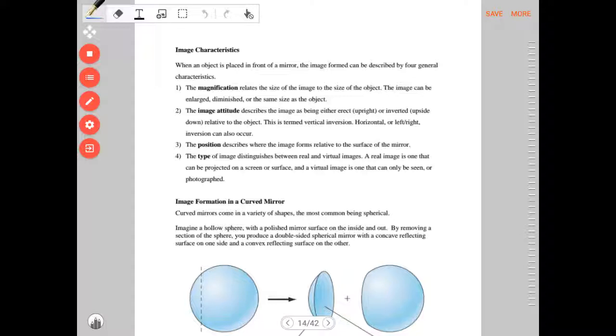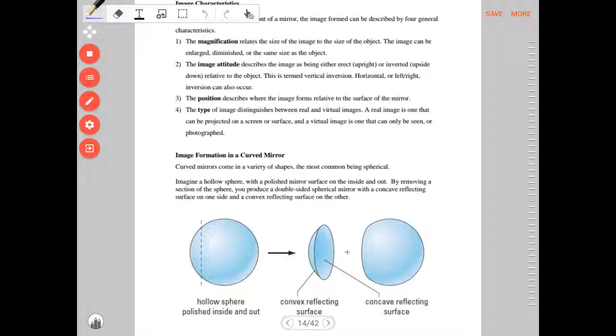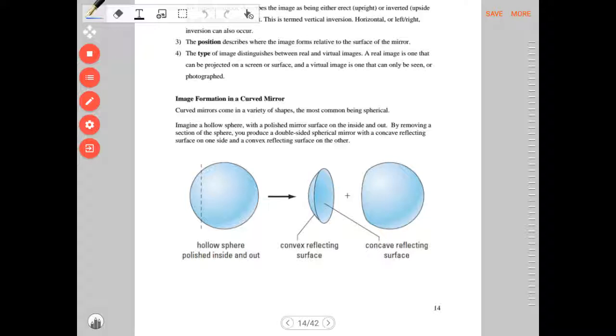Okay, the position describes where the image forms relative to the mirror surface. Okay, so either in front of the mirror, behind the mirror, that kind of thing. Okay, awesome. And of course, the type of image distinguishes between real and virtual images. A real image is one that can be projected onto a screen, and a virtual image is one that can only be seen or photographed. Right? That's why you can take a selfie. If you take a picture of yourself in the mirror, it'll actually show up. So, okay, awesome. Okay, so there's 4 image characteristics.